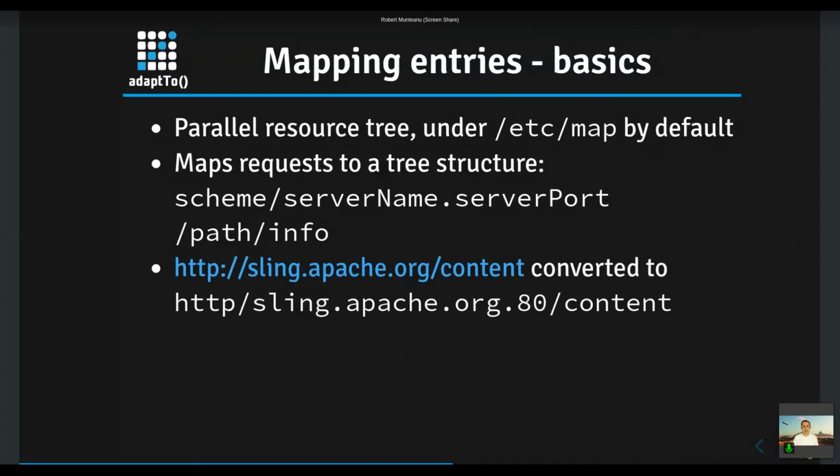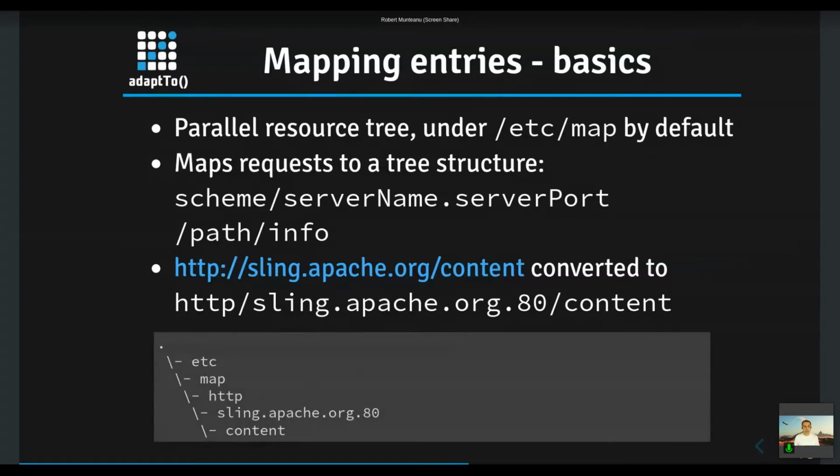So for instance, a request to sling.apache.org/content will be converted to this one, http://sling.apache.org.80/content. And to see that, we will have the following representation in the repository. So it's a very nice way, in my opinion, to map requests to the hierarchical nature of the Sling resource tree.